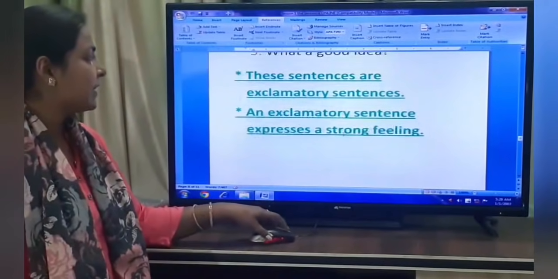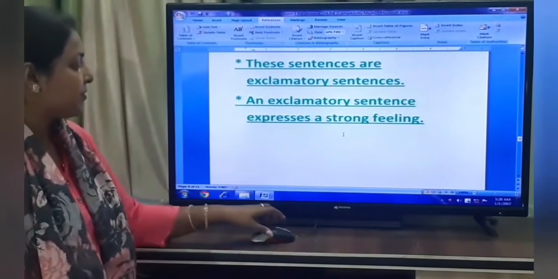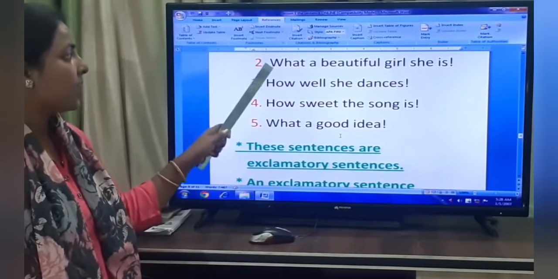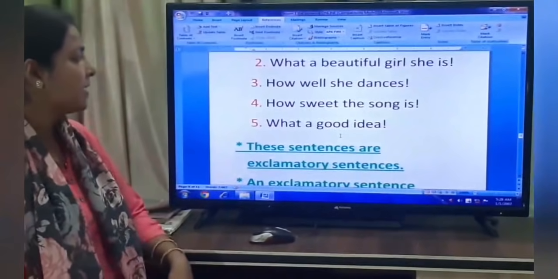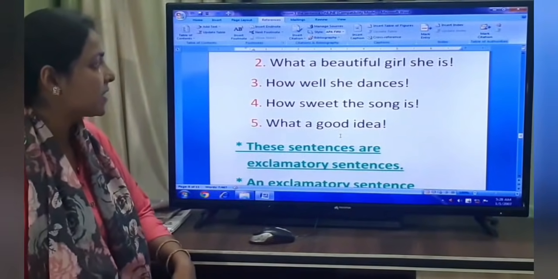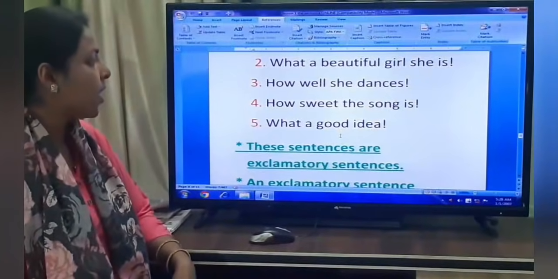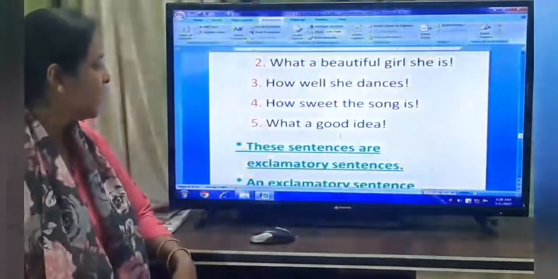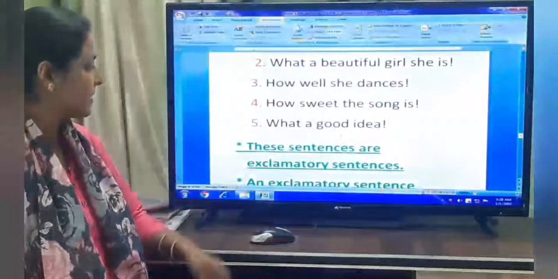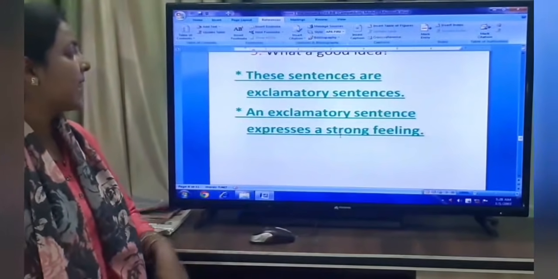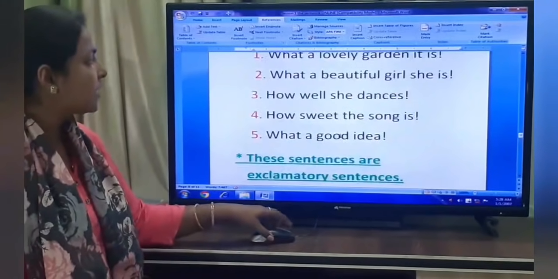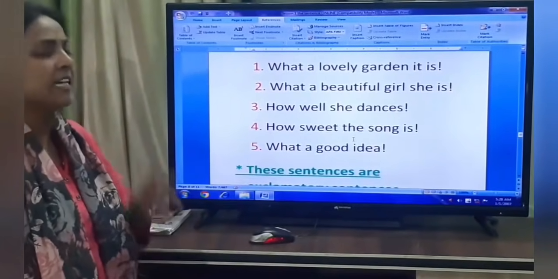Now see, these sentences are exclamatory sentences. What a beautiful girl she is. How well she dances. How sweet the song is. What a good idea. These sentences are exclamatory sentences. An exclamatory sentence expresses a strong feeling. All these sentences are expressing a strong feeling.